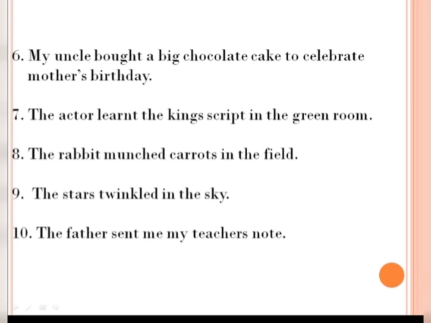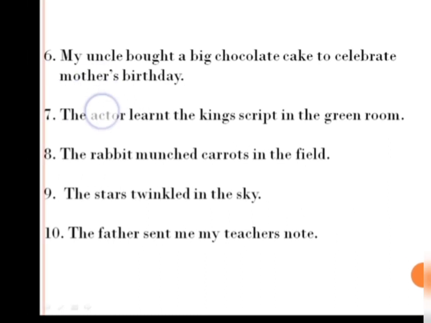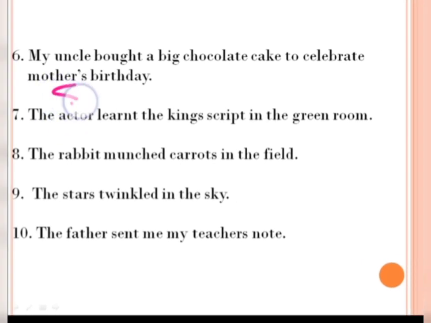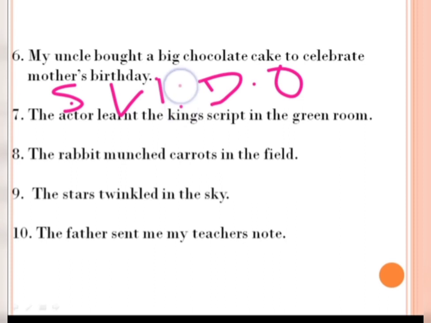Next example. The actor learnt the king's script in the green room. Here the actor is the subject. Learnt is a verb. Ask the question with what? What did he learn? King's script. Here script is a direct object and king's is a possessive noun. In the green room. Okay, in is a preposition. Ask the question to the preposition with where. Where did he learn? In the green room. So it's an object of preposition.